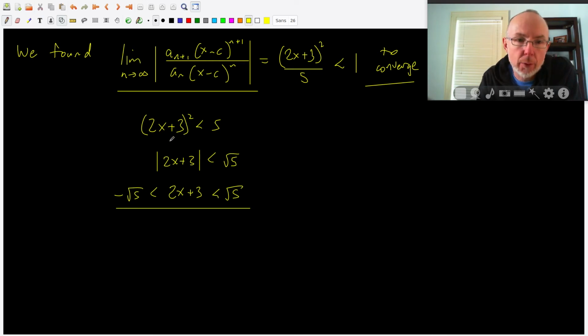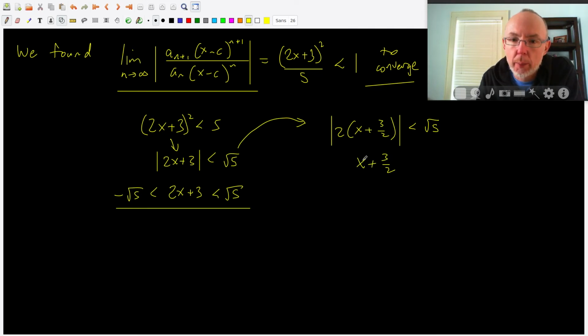And the absolute values appear here because I'm squaring something and I'm getting 5, and so I don't know whether that something was positive or negative, so it could have been either, which is where the absolute values are coming from. And we can rearrange this inequality. We can pull out the 2, just like I did on the previous page, right? We're going to see the center. We can't avoid seeing the center because that is involved in the radius of convergence.